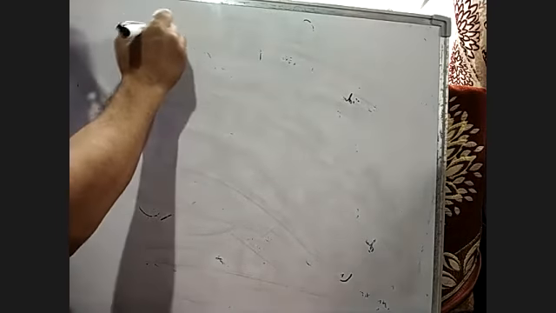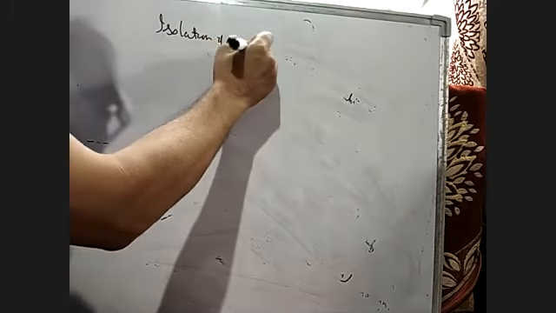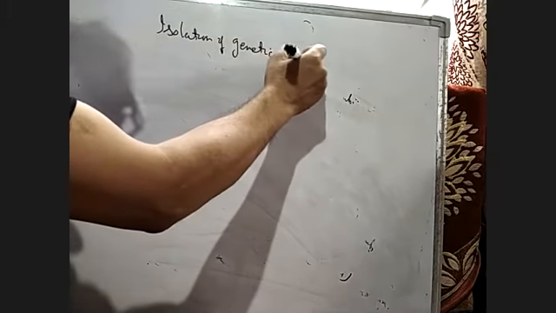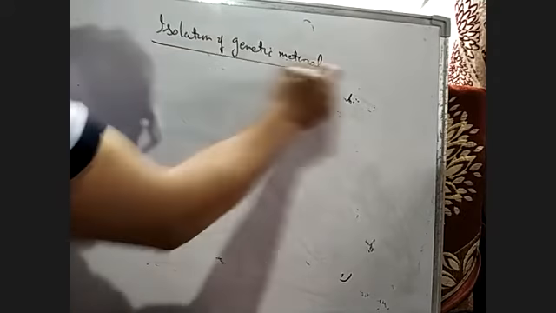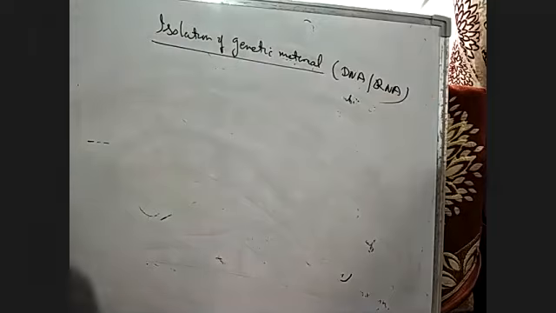Isolation of genetic material. How do you isolate genetic material like DNA and RNA? DNA and RNA are the genetic material. In the majority of organisms, deoxyribonucleic acid, DNA, is the genetic material. In some of them, like the viruses, RNA is the genetic material.